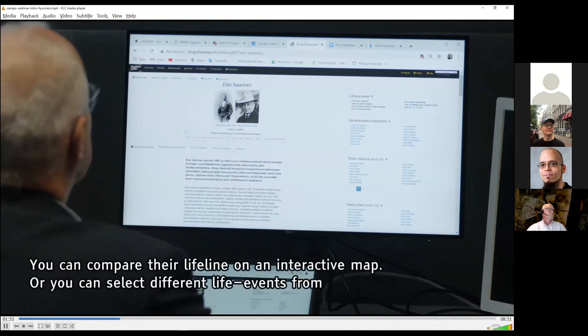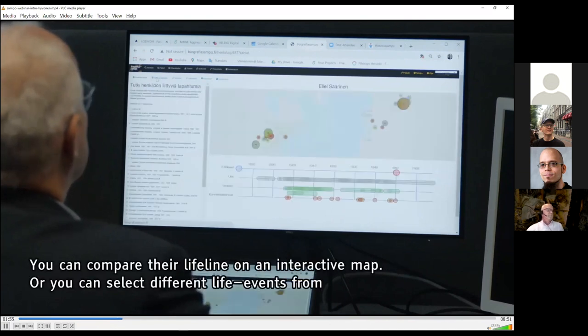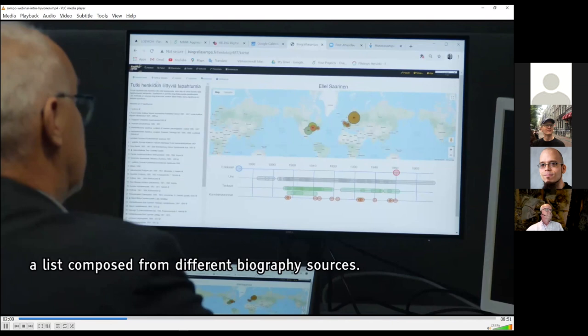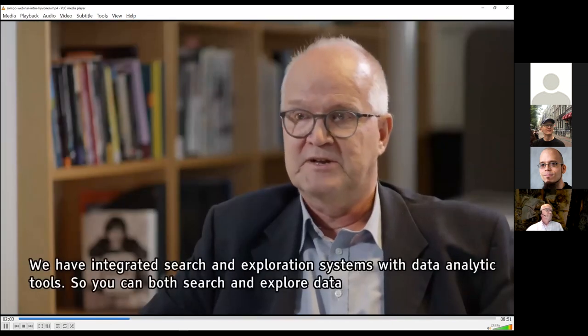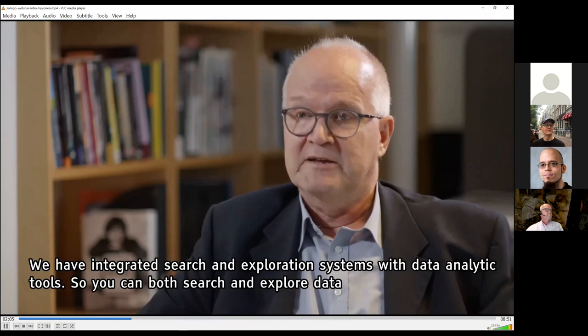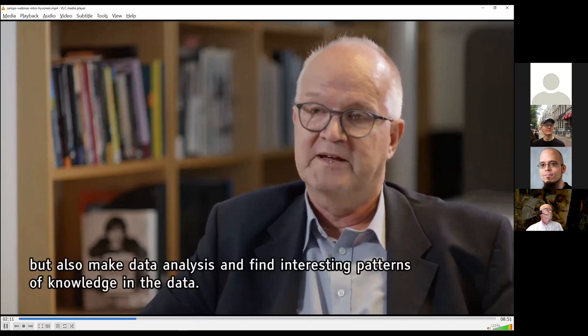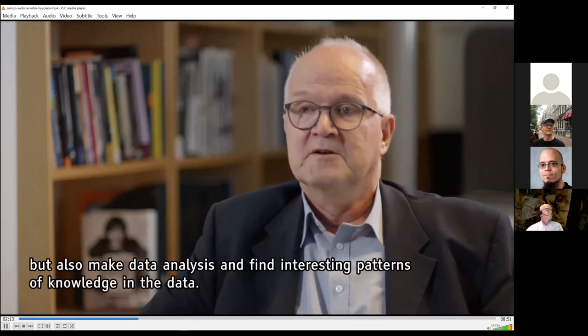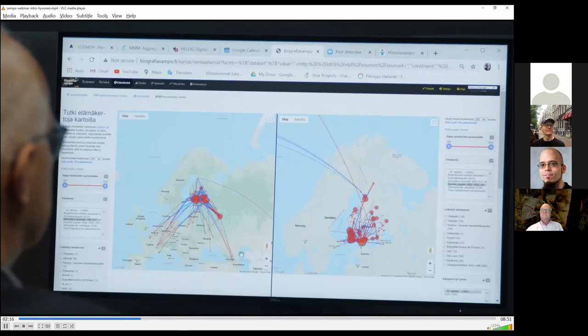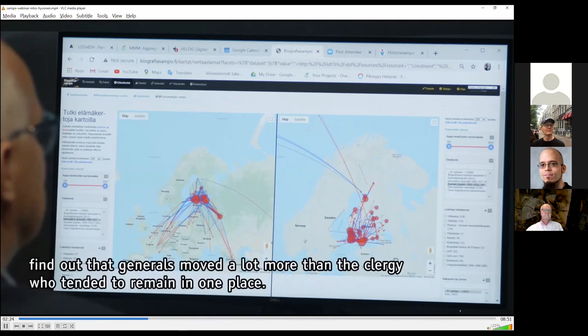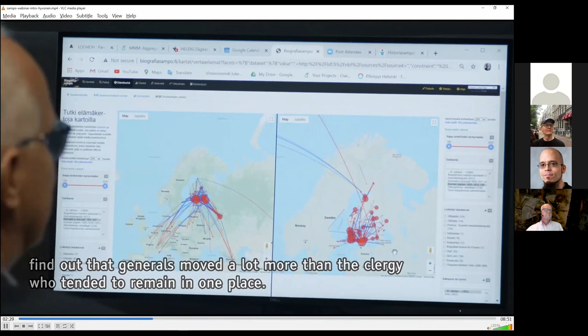You can compare their lifeline on an interactive map, or you can select different life events from a list composed from different biography sources. We have integrated the search and exploration systems with data analytic tools. So you not only get the possibility to search and explore the data, but also do data analysis and find interesting patterns of knowledge in the data. For example, you can compare the places of birth and death of generals and clergymen in Finland in the 19th century and find out that generals moved a lot more than the clergy, who tended to remain in one place.